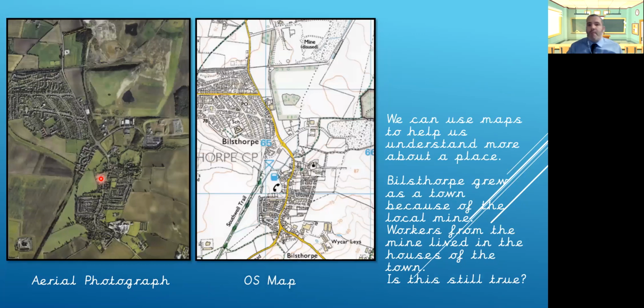We can use maps to help us understand more about a place as well. Bilsthorpe grew as a town because of the local mine. Workers from the mine lived in the houses of the town. Is this still true? Have a look on the Ordnance Survey map. See if you can find any clues as to whether Bilsthorpe is still a mining town.